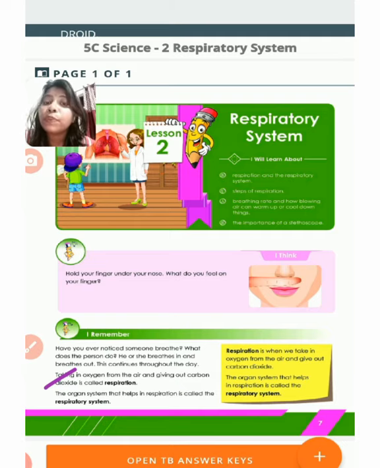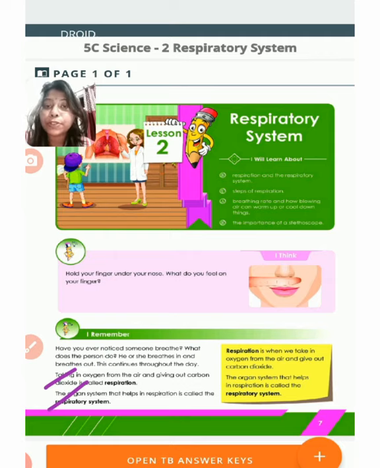Now, the air we take in is your oxygen. We take it from the atmosphere. And the air we give out from our body is your carbon dioxide. Okay, now you come to the respiratory system.